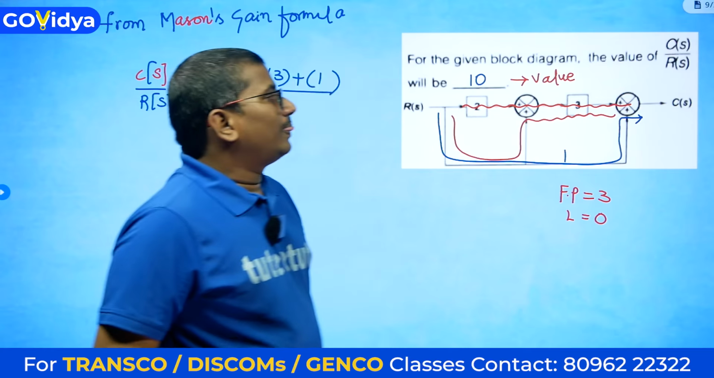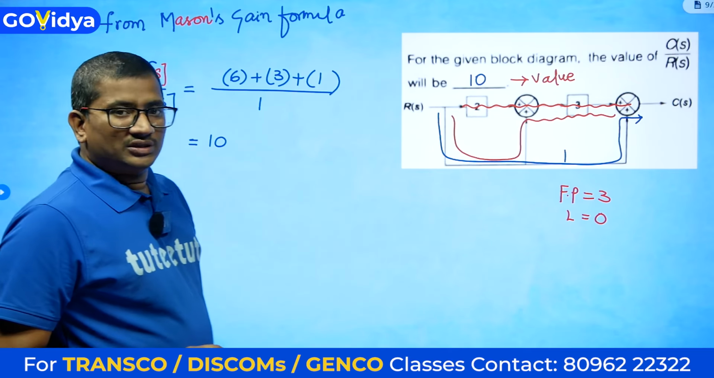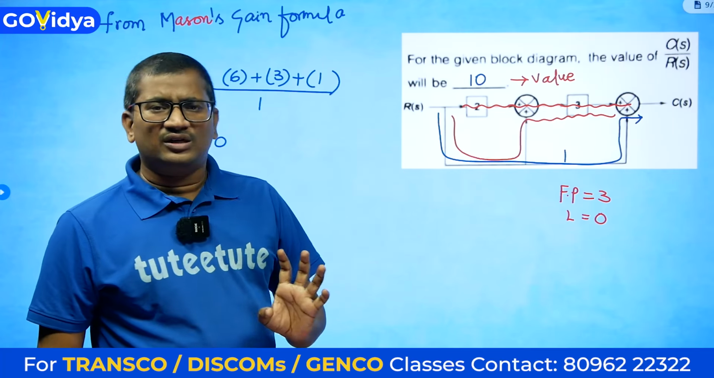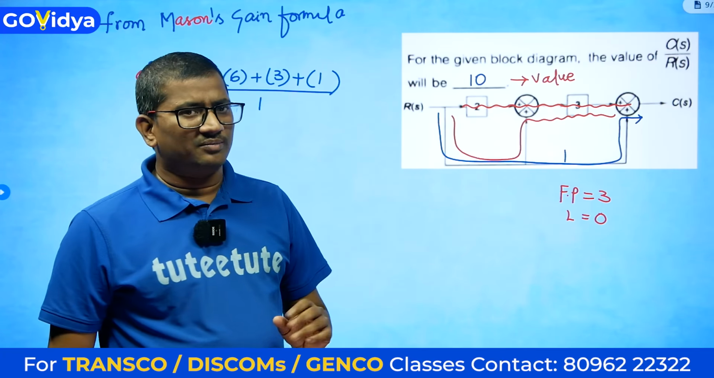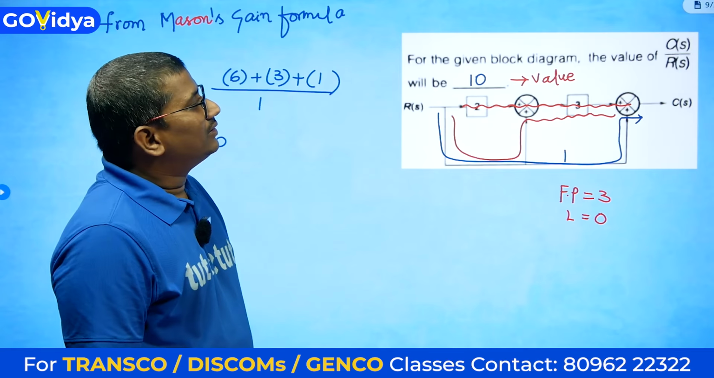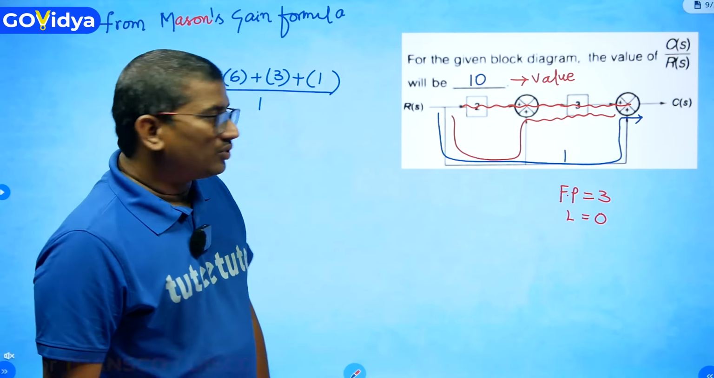Okay. I hope this question is clear. Only thing is you need to find the transfer function of it. Identify the forward paths and loops. There you have to take care, as the sign is also important. Okay. Now let us see one more question.